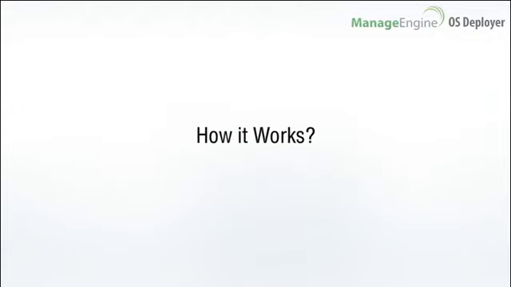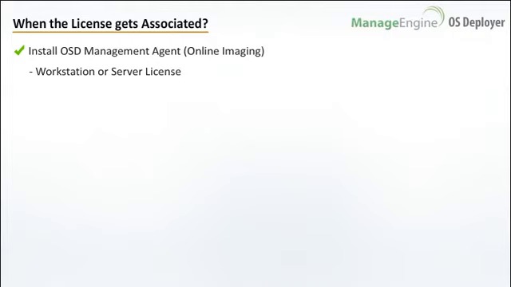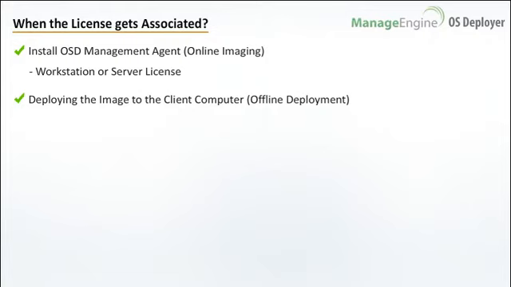Let's now see how it works in terms of when and how a license gets associated. Licenses are required for 2 basic operations performed using OS Deployer. One is for taking an online image of a computer and the other is while deploying an image to a computer. Depending on the computer where these operations are performed, either a workstation or a server license gets used.